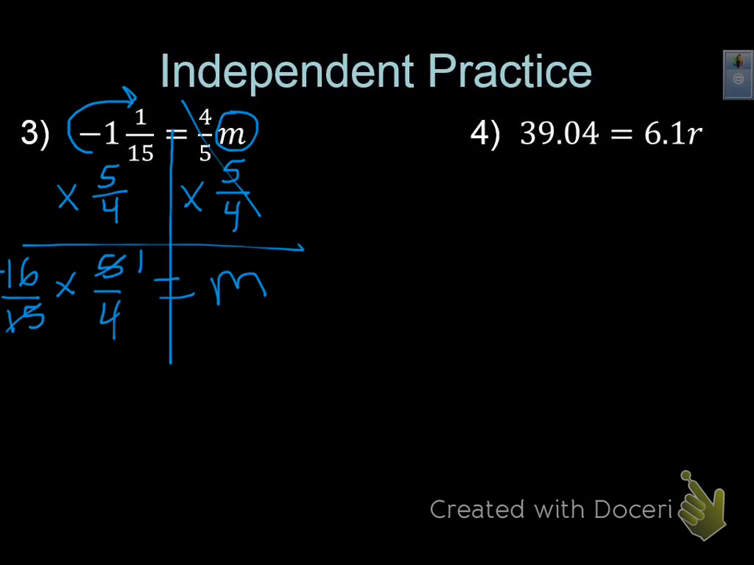5 becomes 1 and 15 becomes 3. 4 becomes 1 and 16 becomes 4. 4 times 1 is 4. 3 times 1 is 3. Negative from my first fraction times a positive second fraction will give me a negative answer.